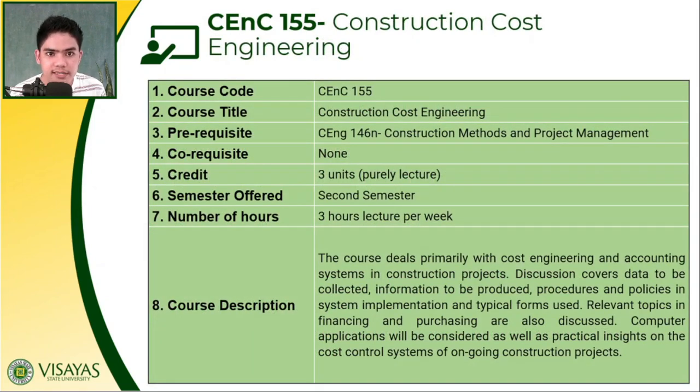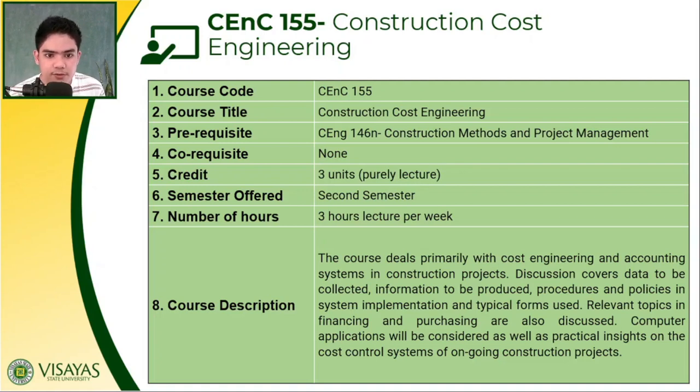The last one is your construction cost engineering. This is your CENC 155. Still, the prerequisite for this is your CN 146N, which is your Construction Methods and Project Management. 3 units purely lecture. Semester offered is second semester, and the number of hours is 3 hours lecture per week.